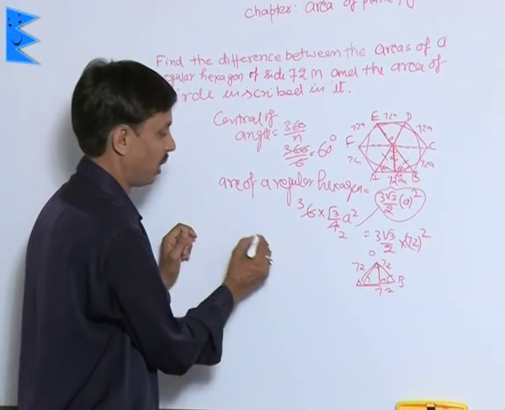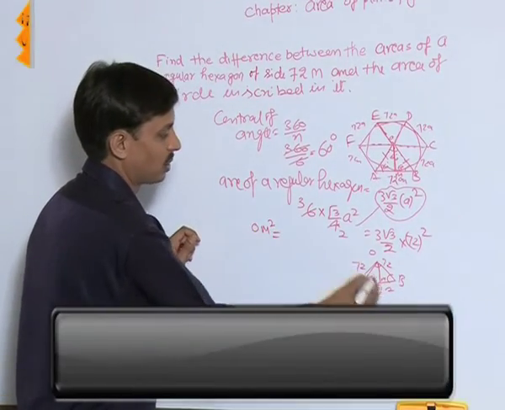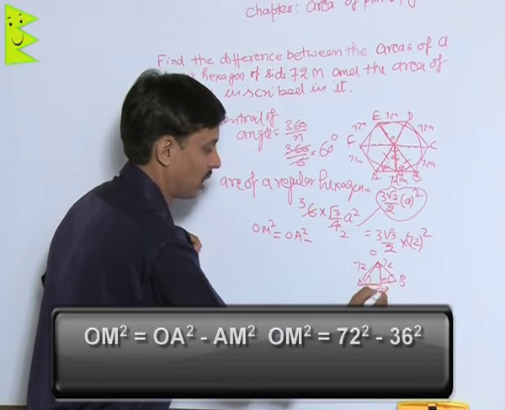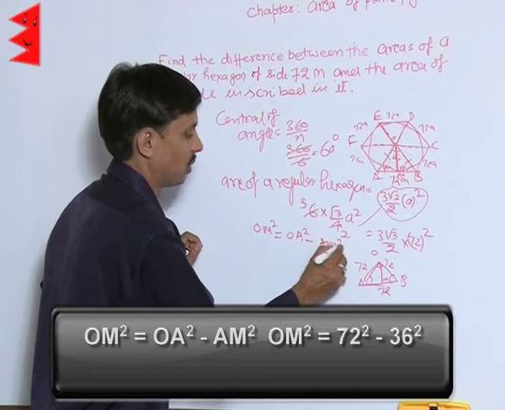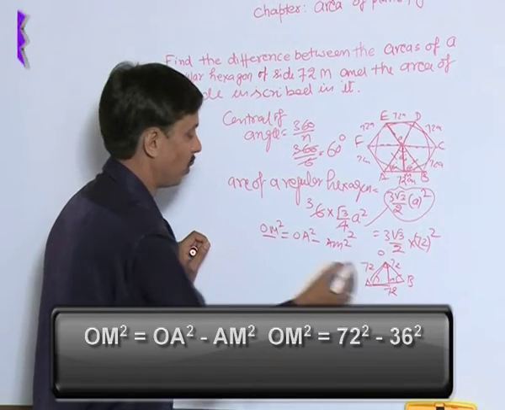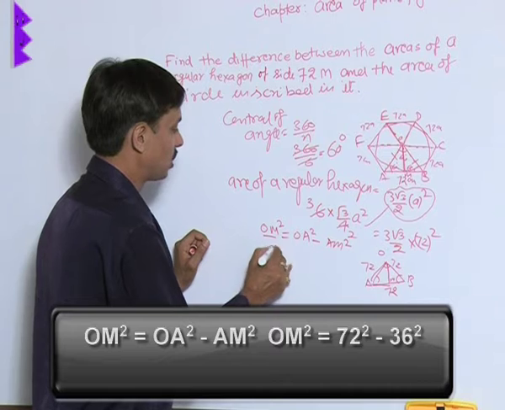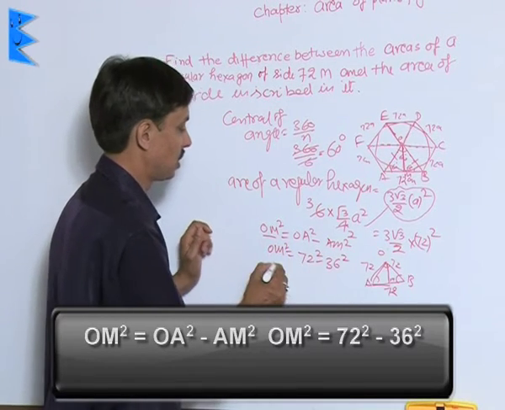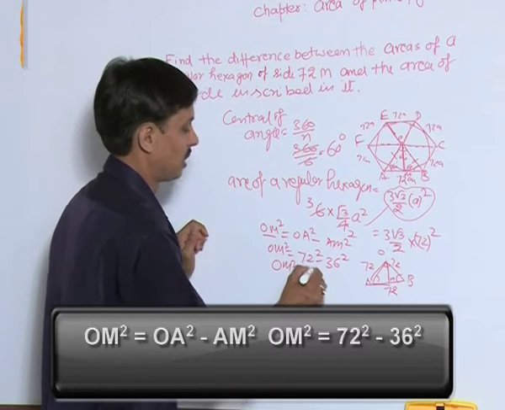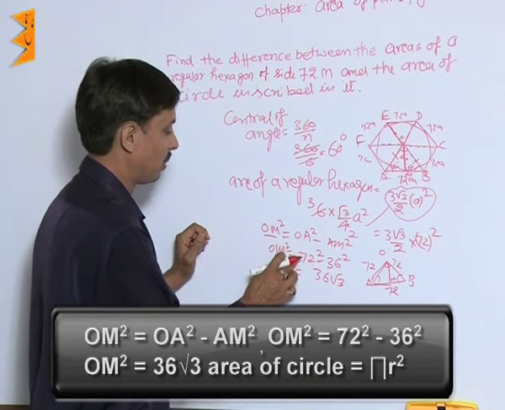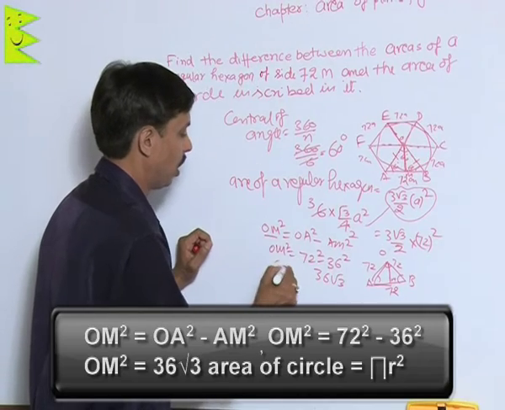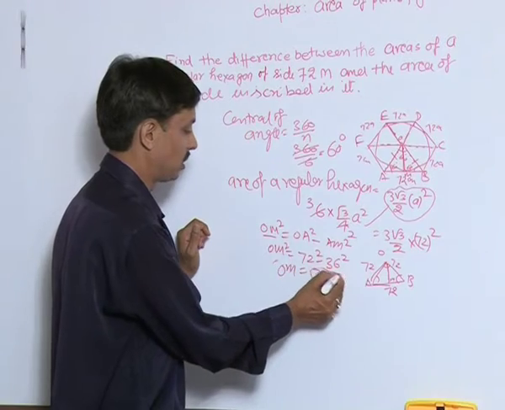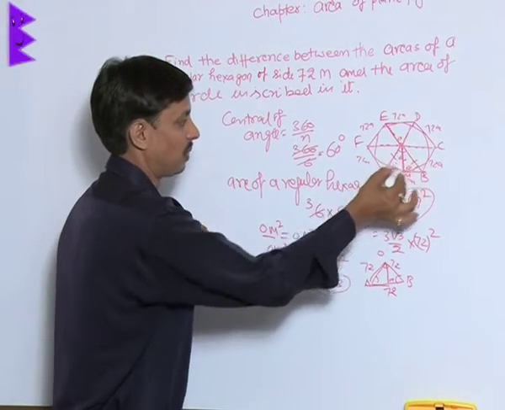In order to calculate OM, I can say OM square is equal to OA square minus AM whole square. I want to find OM perpendicular, which is equal to the radius. So OM square is 72 square minus AM, which means 36 square. I will get this answer as 36 root 3 if I take the square root. That is the answer of OM, or the radius of the circle. Now I have the radius of the circle as 36 root 3 with the help of the triangle.